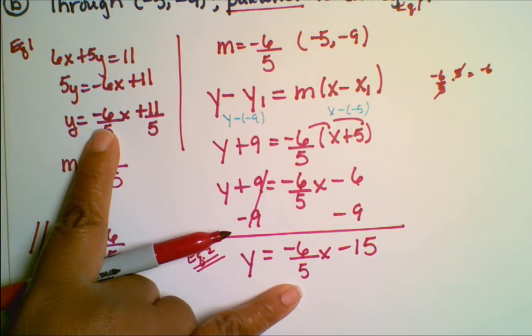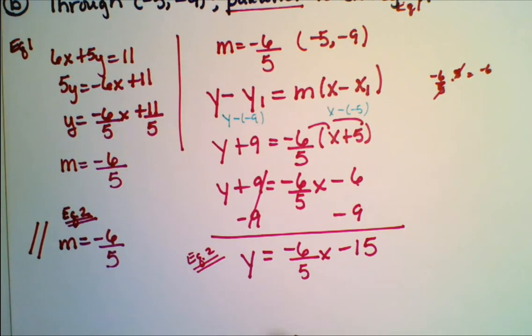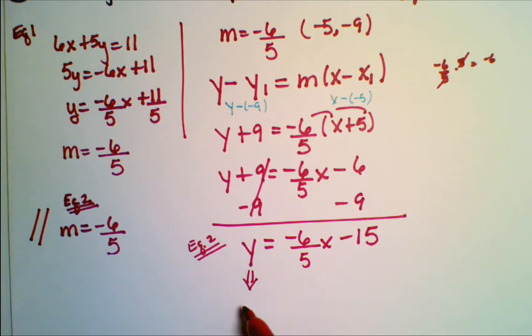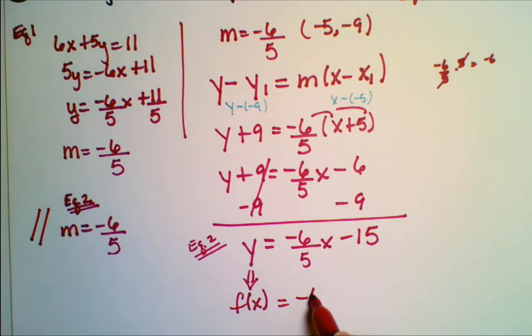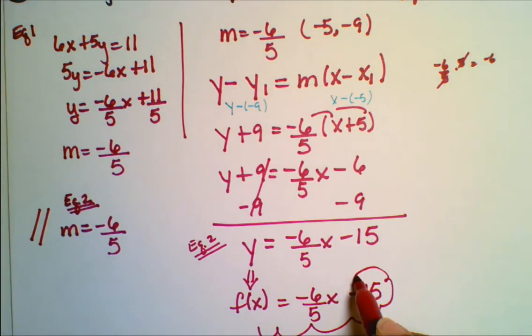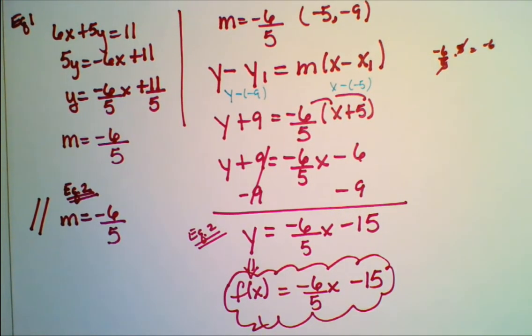Same slopes, because remember, the new equation we're going to create is parallel to the original line. So let's write our answer in function notation by replacing y with f(x). We're saying here f(x) = -6/5 x - 15. And that is our solution. Last example.